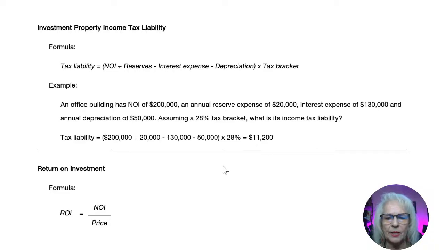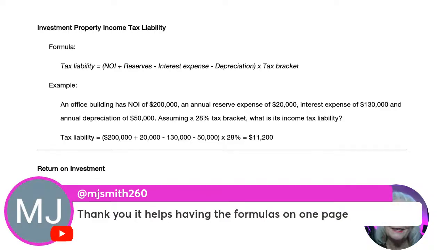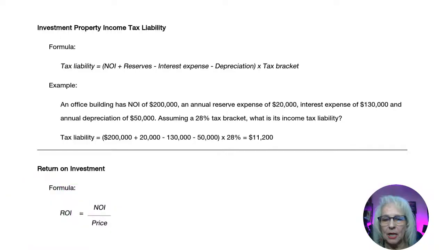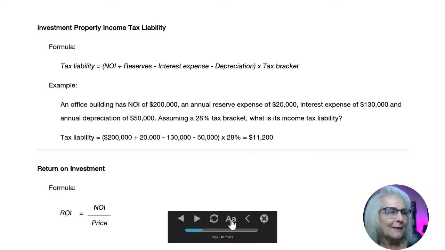Okay, 11,200. Thank you. It helps having the formula on one page. Yes, it ends up making it a little bit smaller, however, it does help. I agree. Thank you, MJ. And I forgot your name. I keep calling you MJ. In fact, my cat's name is MJ, MJ Morris.